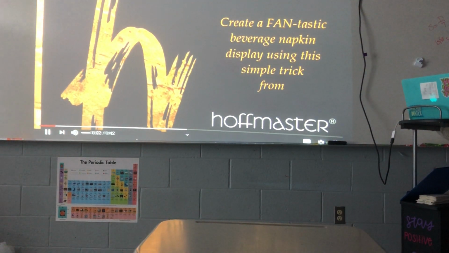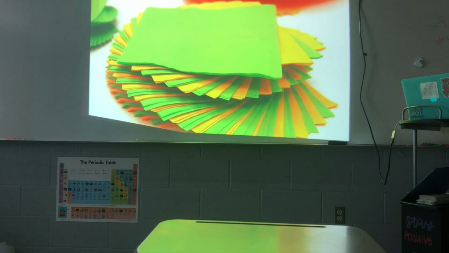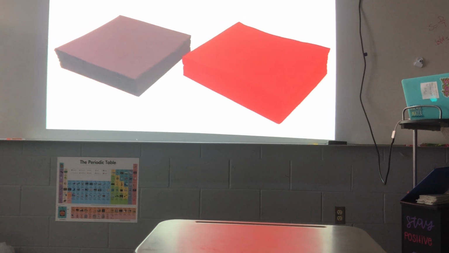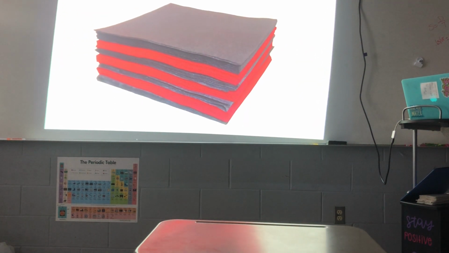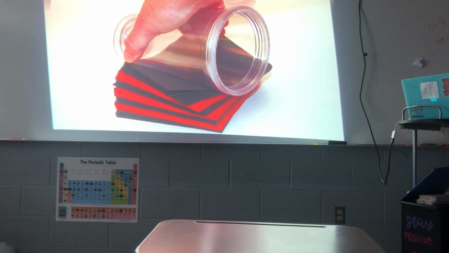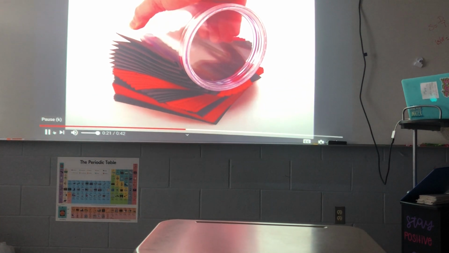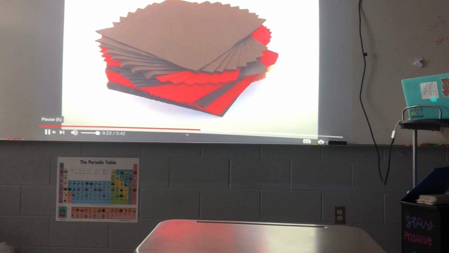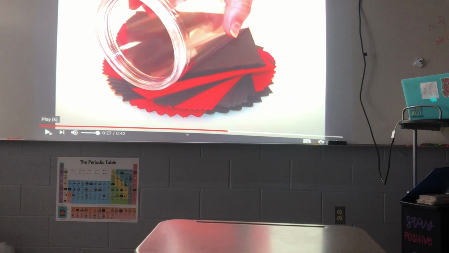Create a fantastic beverage napkin display using this simple trick from Hoffmaster. First, pick your favorite Hoffmaster decorator colors. Alternate the colors for an added effect. Then, take an empty glass on its side and place it on top of the napkin stack. Slowly rotate the glass with steady pressure until the napkins are fanned halfway out. Then, carefully flip the stack over and repeat, going the same direction. And you get an Ekman spiral.